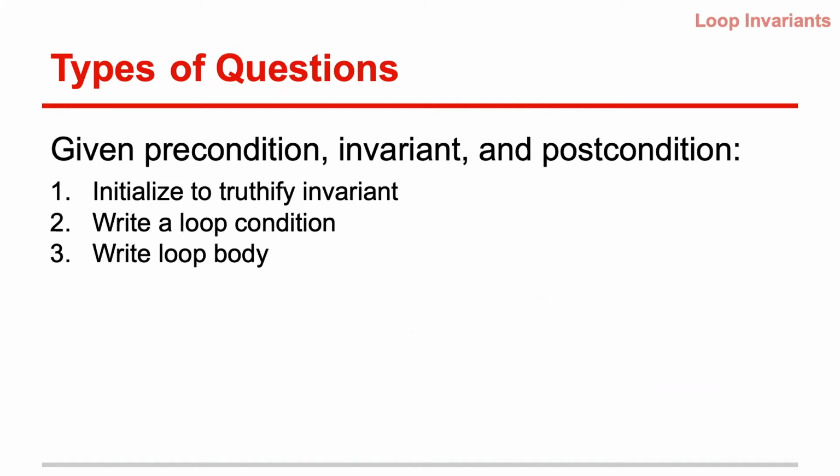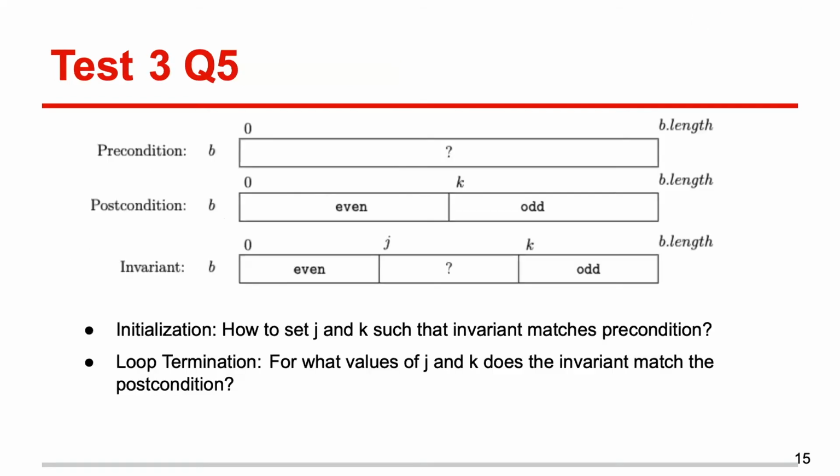As for the types of questions you might encounter, if you're given a precondition, invariant, and postcondition, we'll probably want you to initialize so you can truthify the invariant from the precondition. We want you to be able to write a loop condition so that when you terminate, you also fulfill the postcondition. And you have to be able to write a loop body that preserves the invariant.